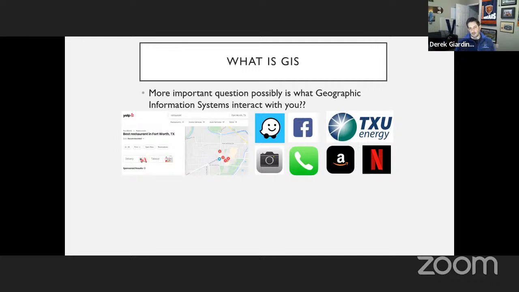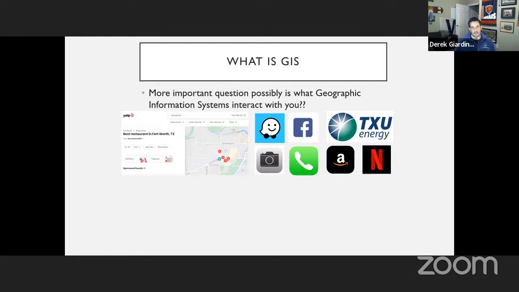But it's not just on your phone. TXU Energy during the ERCOT crisis last year, they know down to the street level who's using the most energy based on their GIS systems that you're contributing to by plugging into the network. Amazon, they changed their routes and delivery services and where to build certain warehouses based on their GIS information. Heck, even Netflix, if you were ever to see a random ad for some kind of show that you don't think you're watching, your neighbors are probably watching it.